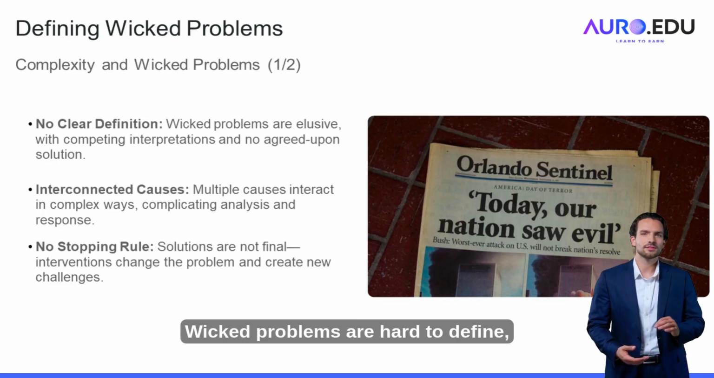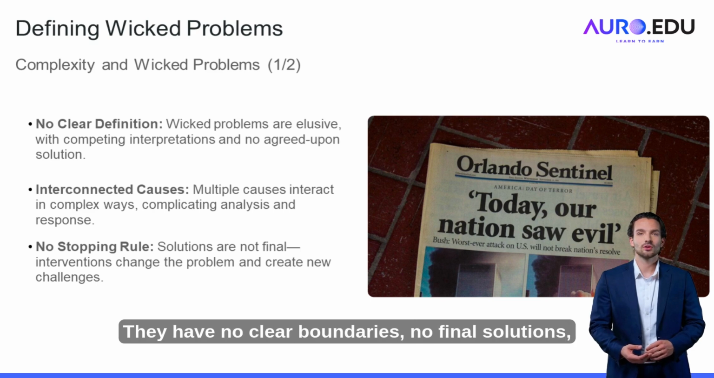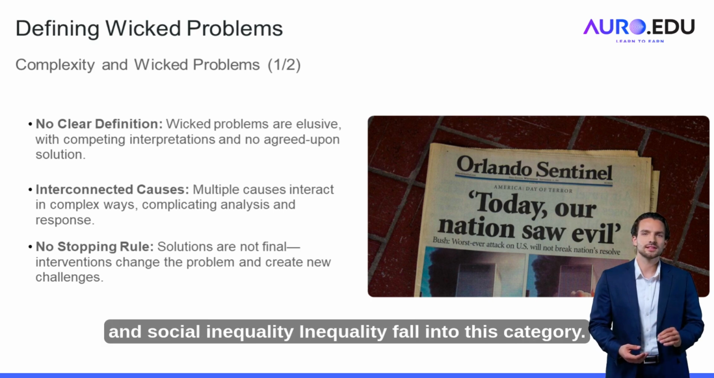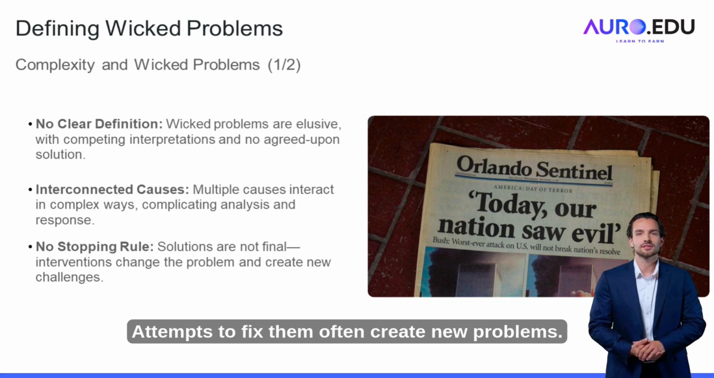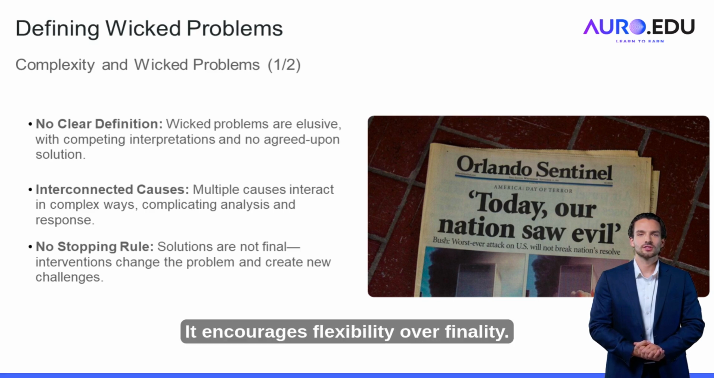Defining wicked problems. Wicked problems are hard to define, harder to solve. They have no clear boundaries, no final solutions, and multiple interlinked causes. Climate change, homelessness, and social inequality fall into this category. Attempts to fix them often create new problems. Recognizing a problem's wickedness changes how we respond. It encourages flexibility over finality.